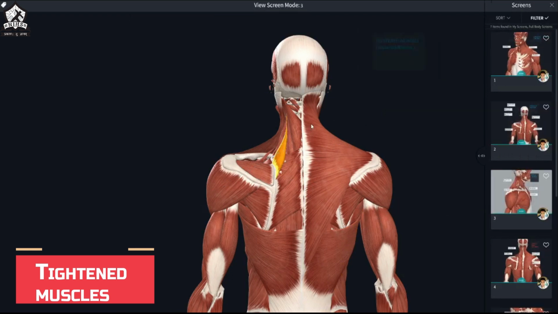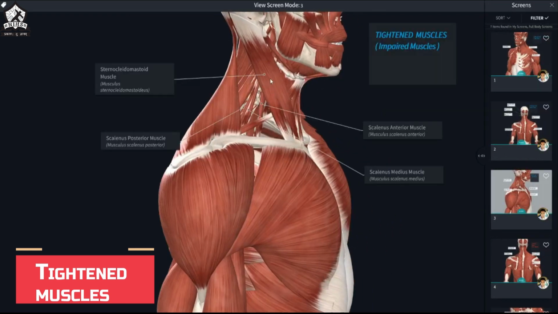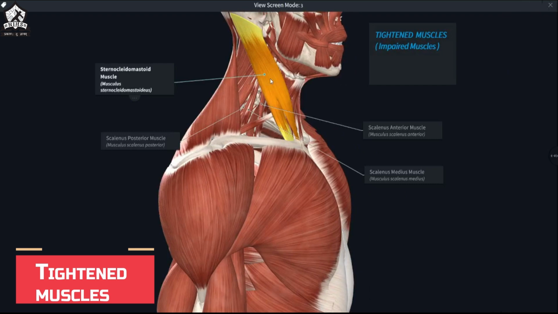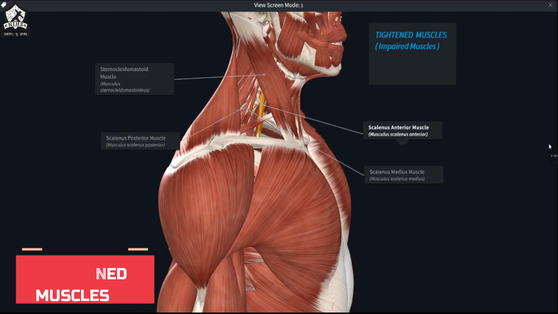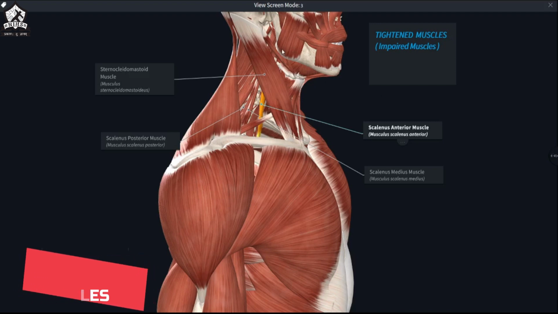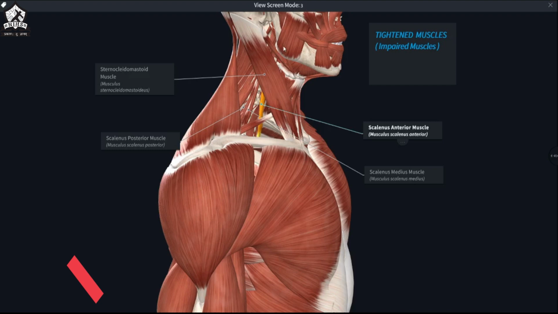Now, if we look laterally, first is the sternocleidomastoid, and then all the three scalenes, that is the scalenus posterior, the scalenus medius, and the scalenus anterior. And some other muscles which also go for tightness are the muscles related to the chewing and the TMJ, that is the masseter, the pterygoids, etc.